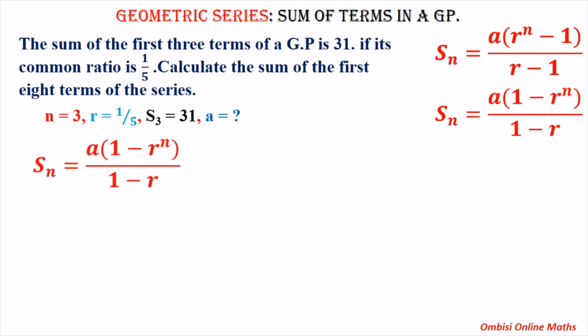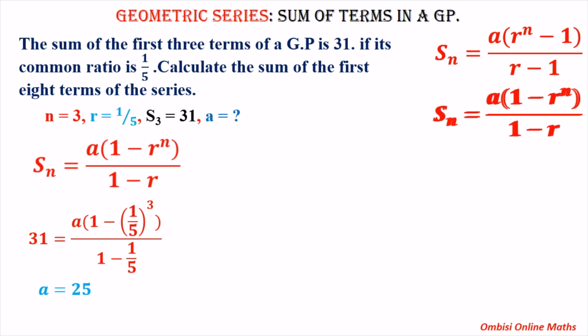So in the second formula, we'll quote all the values above here, and you end up with this one, which now simplifies down to the value of a equals 25. So the value of a is 25. So they want us to find the sum of the first 8 terms.